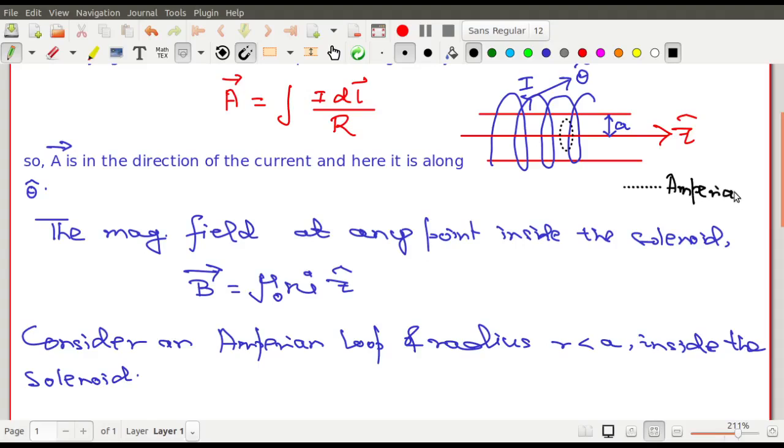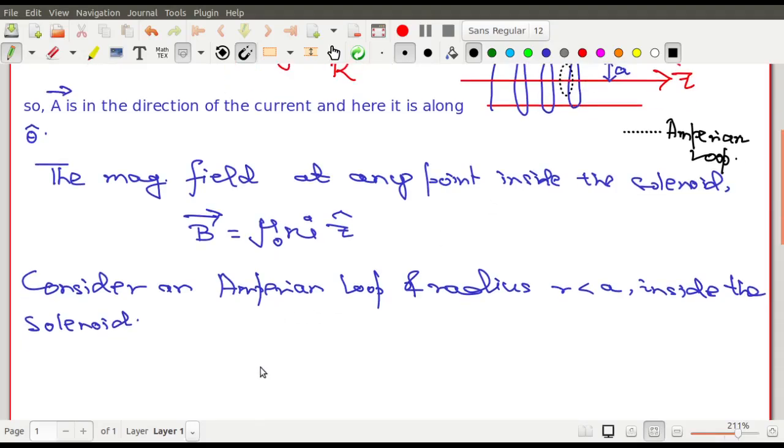Amperian loop I denote with dotted symbol because it is hypothetical. So এটা হচ্ছে Amperian loop. ঠিক আছে রে? Amperian loop draw করলাম। And what is the radius of the Amperian loop? It is less than a. Amperian loop এর রেডিয়াসটা কিন্তু a এর থেকে কম, সেই জন্য এটা কম রেডিয়াসে, রাইট?